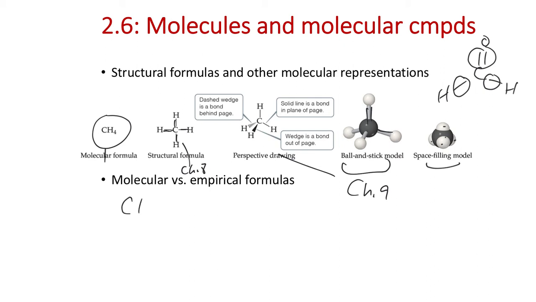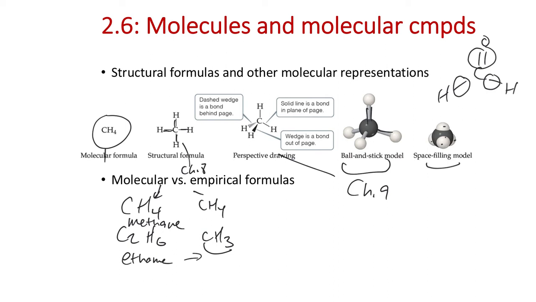So for CH4, that would be the molecular formula of methane, but then the simplest ratio of carbon to hydrogen would still be CH4. If we had another hydrocarbon, ethane, C2H6, that would be the molecular formula for ethane. We'll pick up some nomenclature for compounds as we proceed through the rest of the chapter, but we'll see that CH4 is methane, and C2H6 is ethane. The empirical formula of ethane would be CH3.